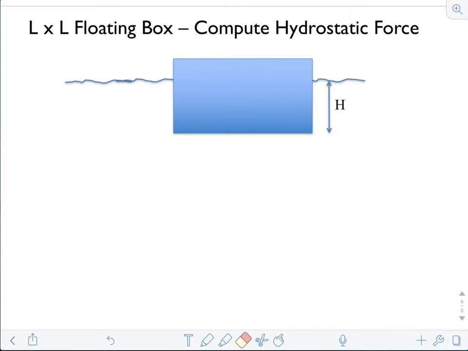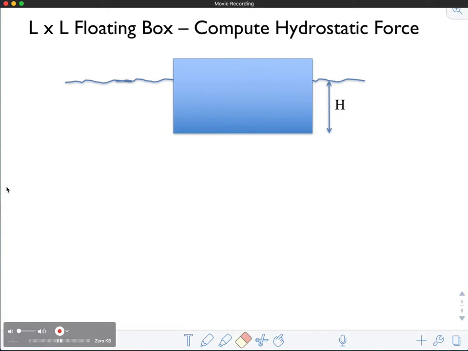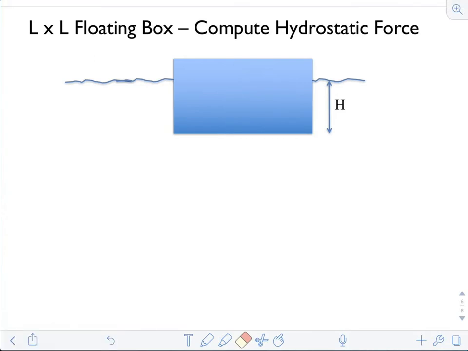This is Professor Coles. We're going to go through a hydrostatic problem. In this case, we have a box floating in the water, and what we're going to do is figure out what the forces on the box are due to the pressure in the water. We assume that the box is stationary and that the water is still.